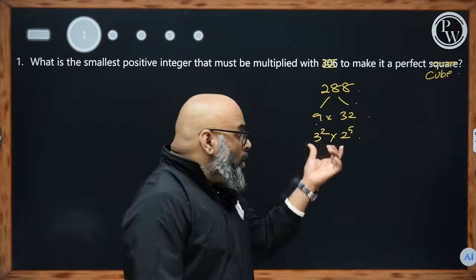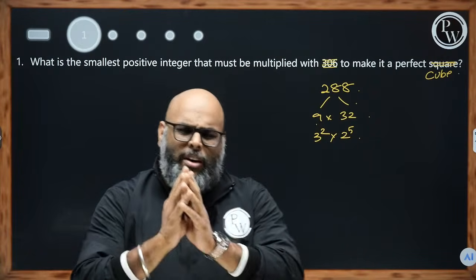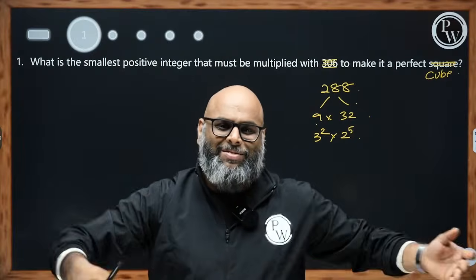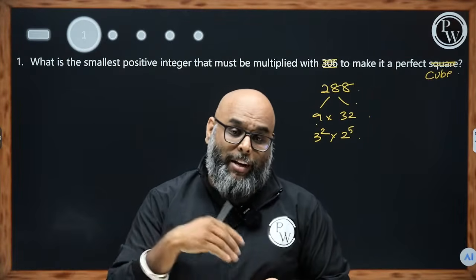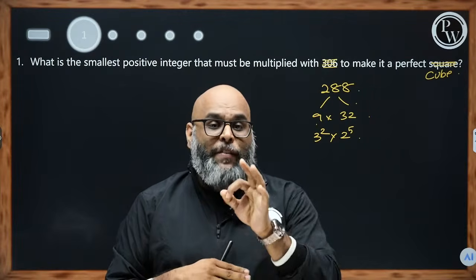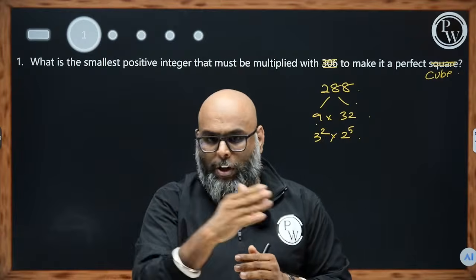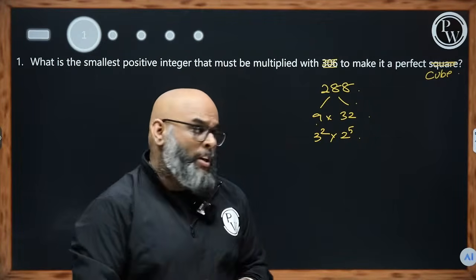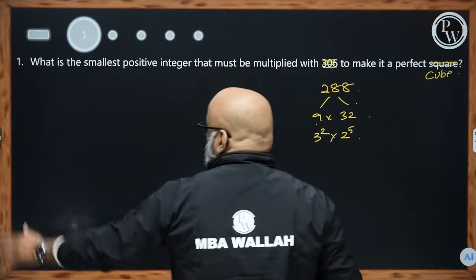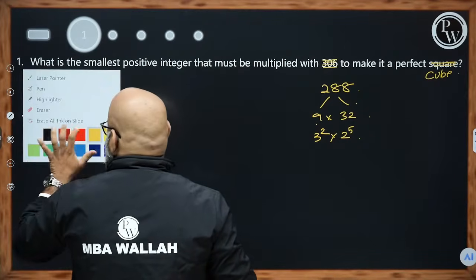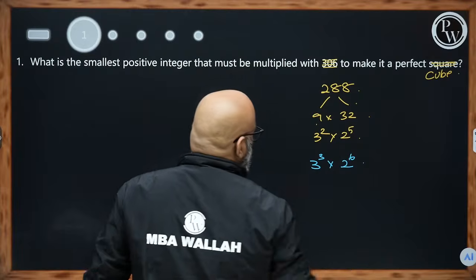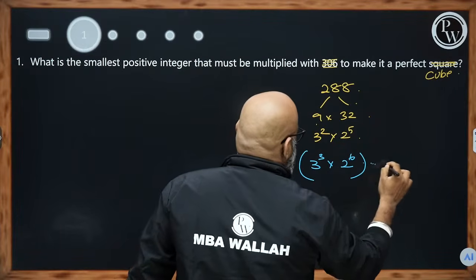Now, how do I make a number a perfect cube? Very simple. The powers should be a multiple of 3. For a number to be a perfect power of 4, all the powers should be multiples of 4. So since I say it's a perfect cube, the powers have to become cubes. So had this been 3 power 3 and then 2 power 6, this is a perfect cube.